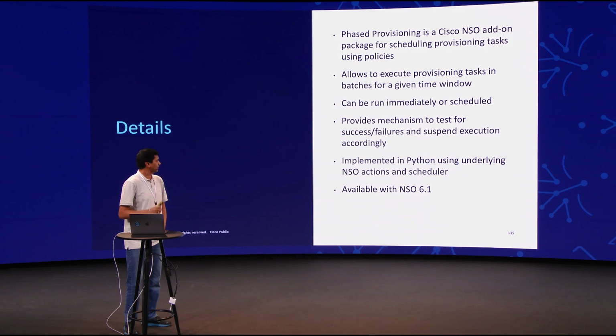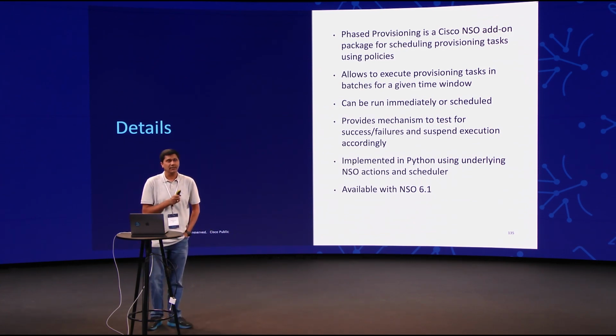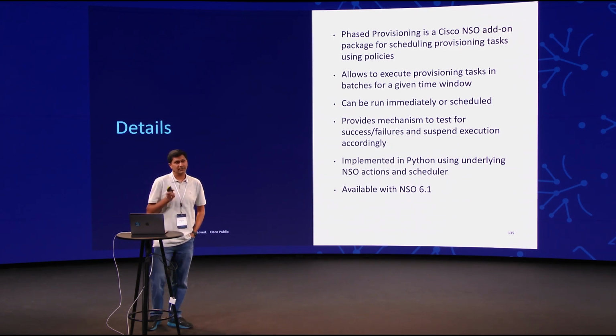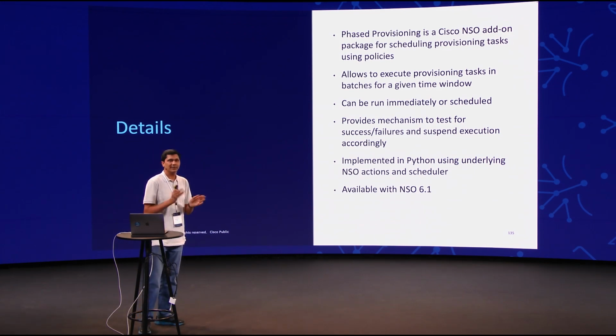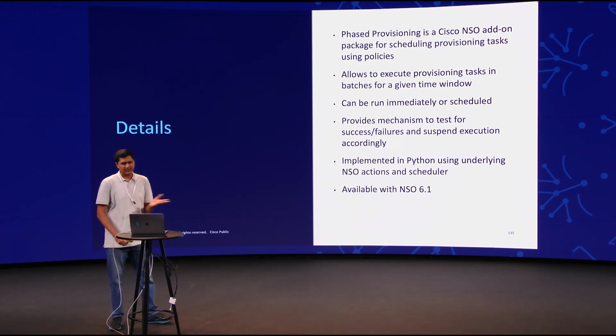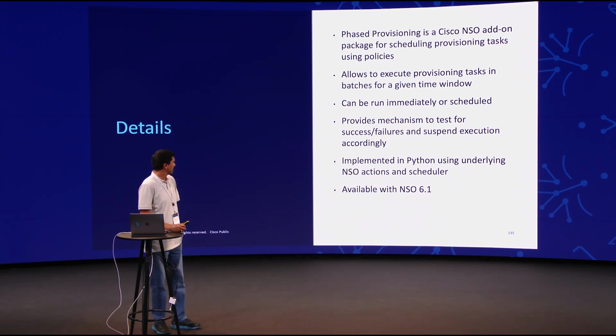So it can be run either immediately or in a scheduled way. And it also allows you to test the instances you run as part of this task. You test it and declare whether it's success or failure. And based on that, you can insert the framework to stop execution or suspend execution and fix your issues, triage and fix the issue, and resume the provisioning again. So it's just a Python package implemented using Python and uses the underlying NSO action scheduler and XPath evaluation, those kinds of things that come with NSO. And it's available from NSO 6.1.